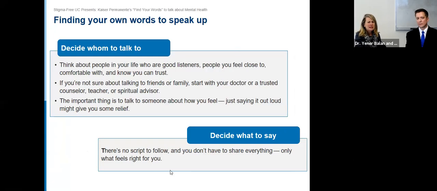All right, so why don't you move into the next slide. So what if you are the individual who's struggling with mental health symptoms and trying to find your own words to speak up and ask for help?